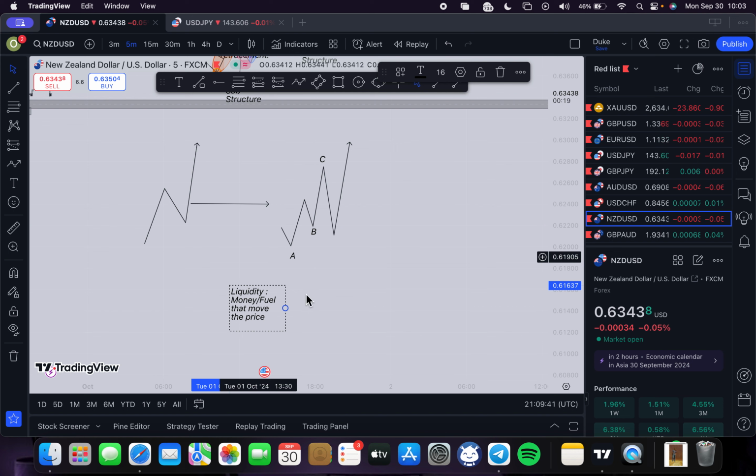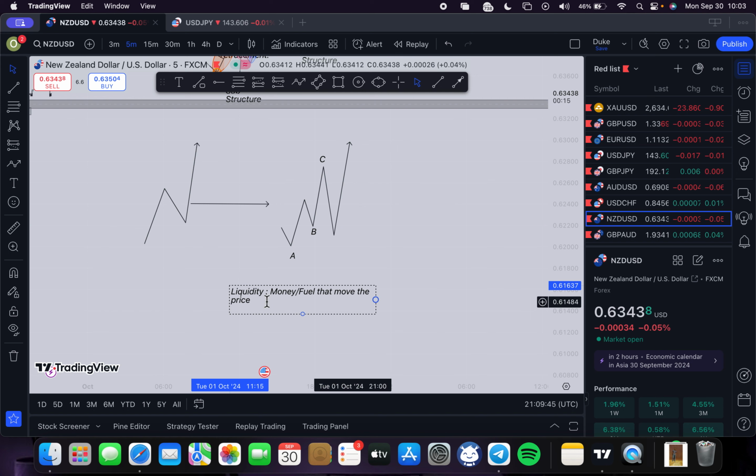That is what we call liquidity. You understand what it means: money, or the fuel that moves the market.